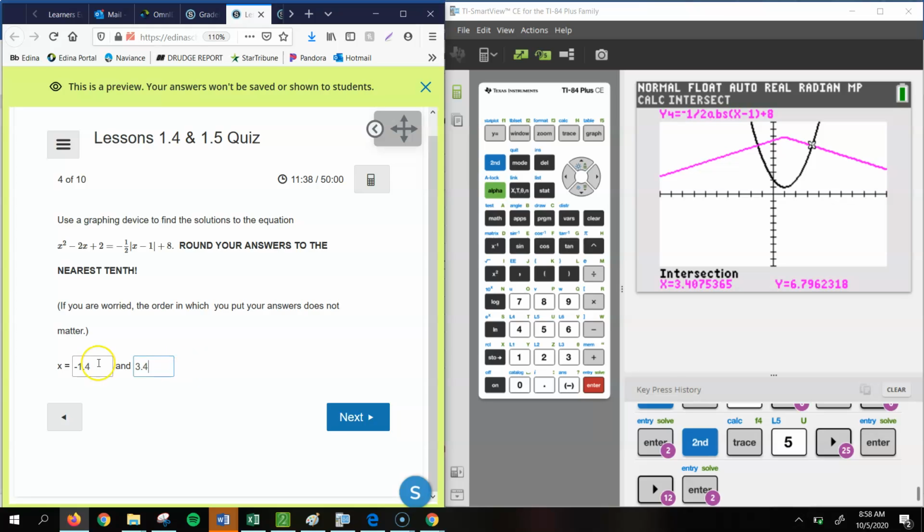And again, it doesn't matter what order you would put those in. If you would have put 3.4 and negative 1.4 second, you would have still gotten full credit.